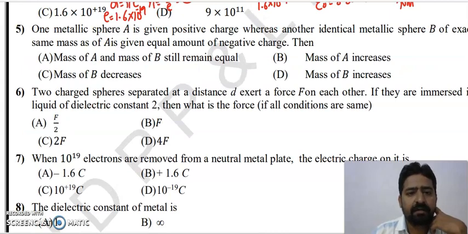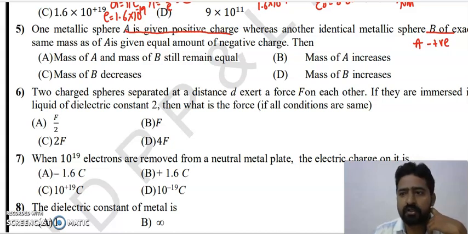The fifth question is: one metallic sphere A is given positive charge. So A is given positive charge, and B, exactly the same mass as A, is given an equal amount of negative charge. So B is given negative charge. Does the mass increase when B is given negative charge? Look. So when the two bodies, this body A is positive and body B is negative.